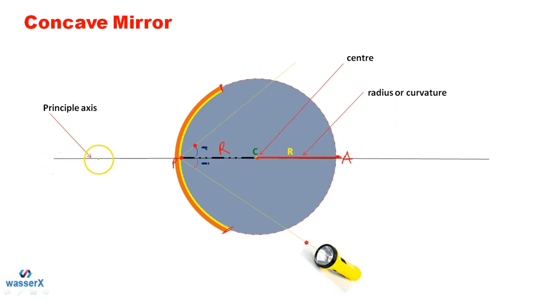This line which is passing through the pole, this P, and the center C, along with the radius as well, we call the principal axis. So this is the principal axis.